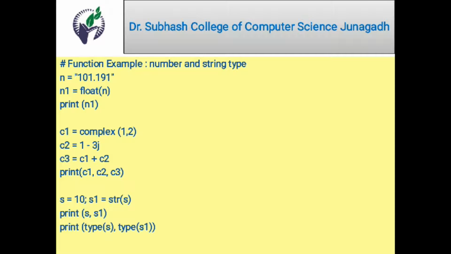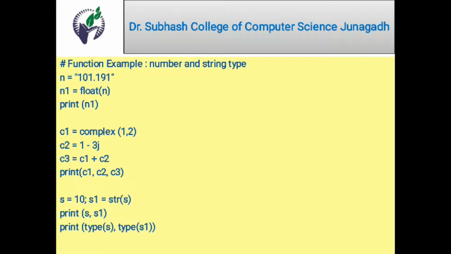So 1 plus 2j. After adding these two complex numbers, the real part of this number will be added with the real part of the other. So 1 plus 1 is 2. So the outcome of c3 will have real part 2. The imaginary part here is 2, and here the imaginary part is minus 3. So 2 minus 3 is minus 1, so minus j. So the output will be 1 plus 1, 2, which is real, and minus j. So it will be 2 minus 1j.